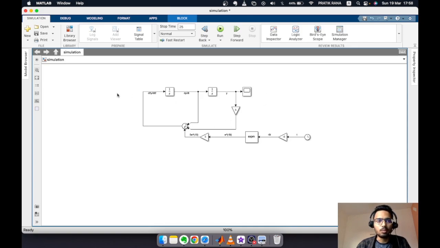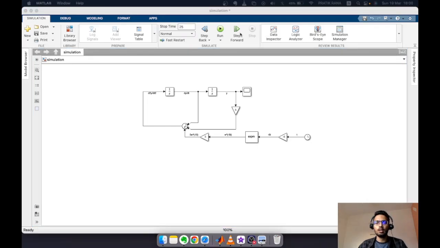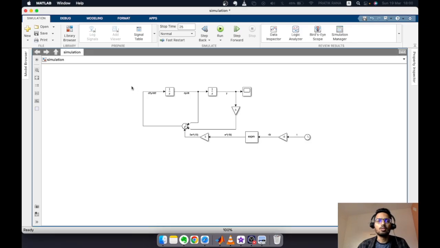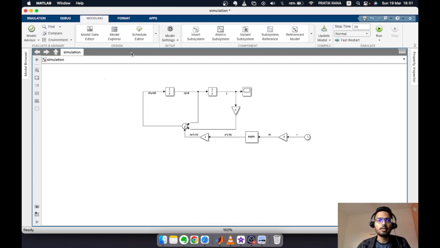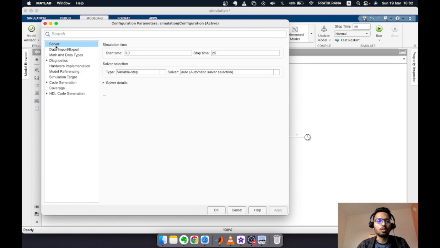Next, we will now look into the solver settings that we need to configure. While doing the scripting, we took the step size to be 0.1. So here also we'll have to define which method we want to implement for solving this differential equation, as well as what should be the step size. We'll take it same as the one we took while writing the script. So for changing the solver settings, we go to modeling, and inside this we have model settings. So here we can configure our solvers.